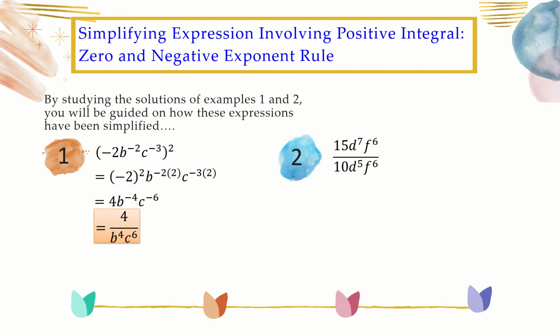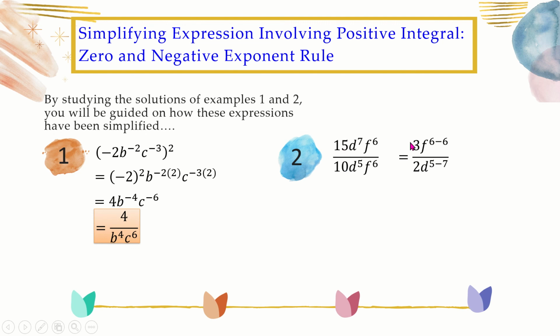The second example is 15d exponent 7 f exponent 6 over 10d exponent 5 over f exponent 6. That will become this one. Since ang 15 og 10 is divisible by 5.